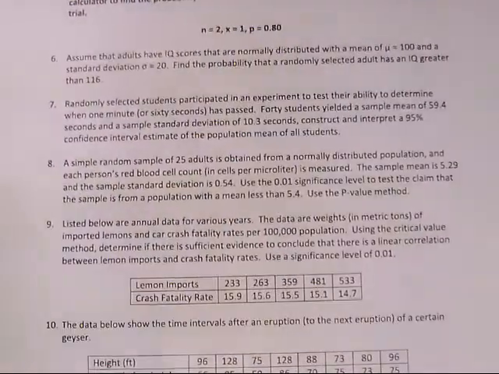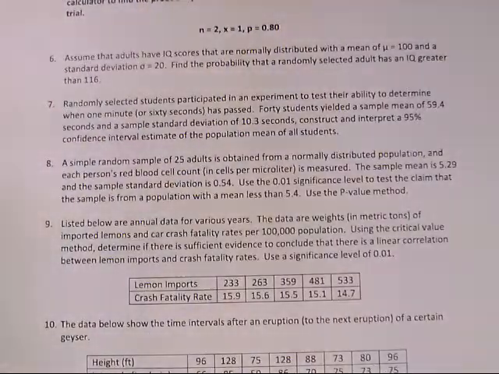In number 8, it says here, a simple random sample of 25 adults is obtained from a normally distributed population, and each person's red blood cell count in cells per microliter is measured. The sample mean is 5.29 and the sample standard deviation is 0.54. Use the 0.01 significance level to test the claim that the sample is from a population with a mean less than 5.4. Use the p-value method.